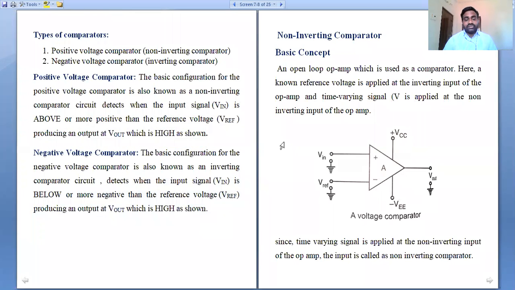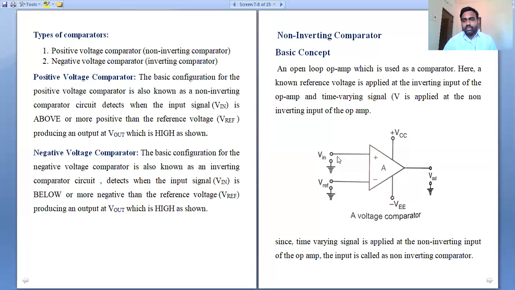Okay, high in the sense, here the high is represented with respect to saturation value. In practical comparators, the high is represented as saturation point value. Okay, so if we analyze the classification of comparators, which we discussed in previous classes.